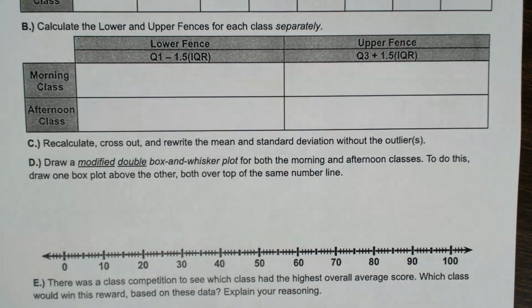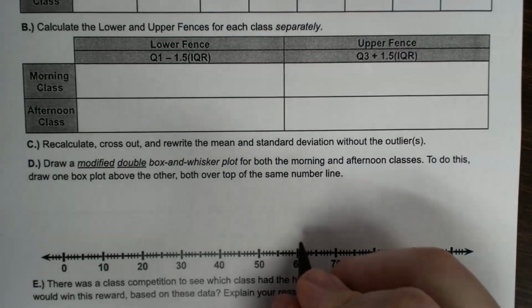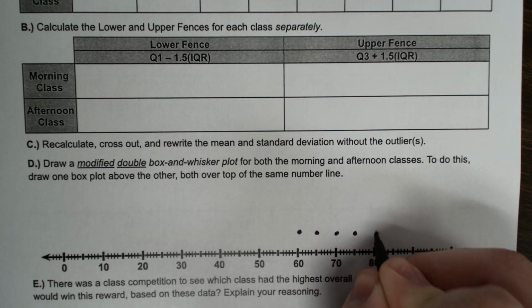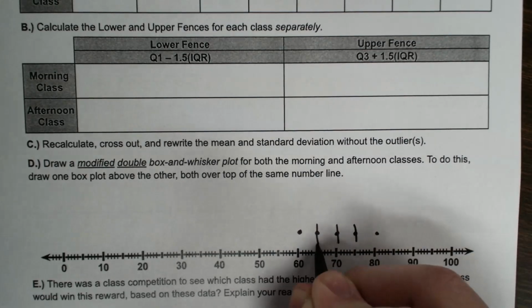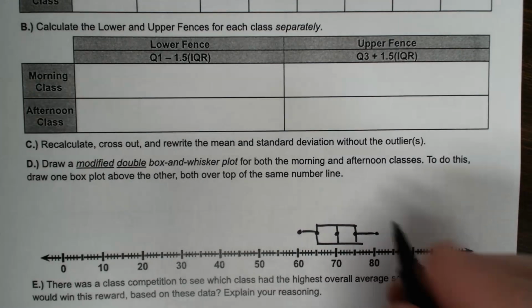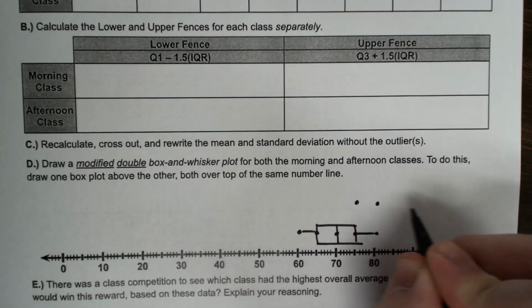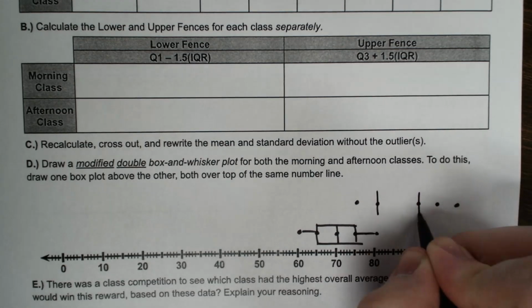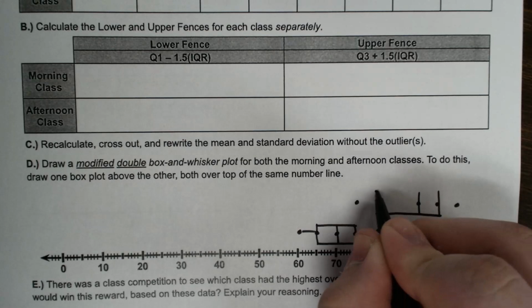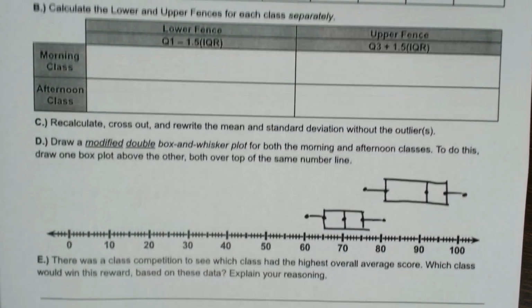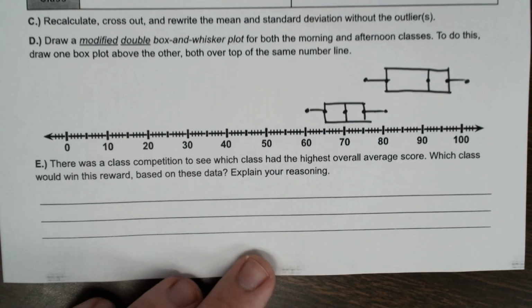All that means is, whenever you draw these, you're just going to draw your first one, like let's say these are the numbers. By the way, don't copy this down because this is definitely not the right answer. And then you'll draw the other one just kind of hovering above it. That's all a double box and whisker plot is. It's two above each other on the same line. And then E, another opinion question.